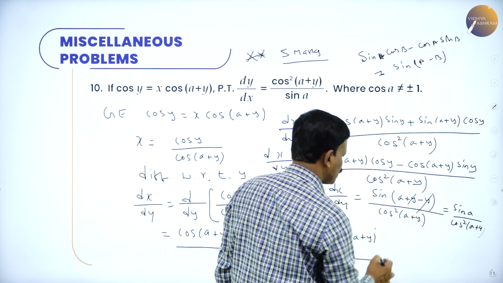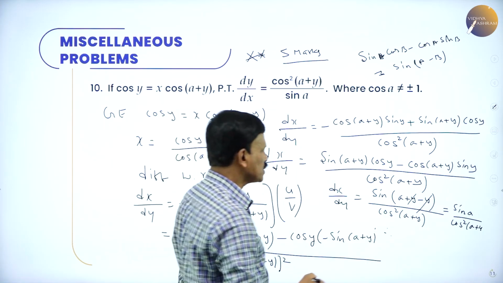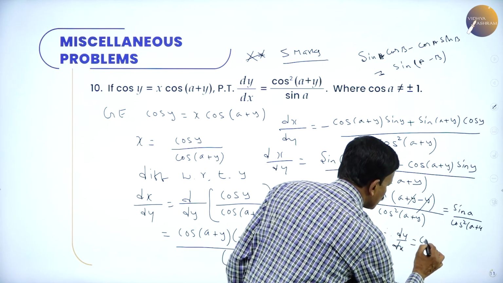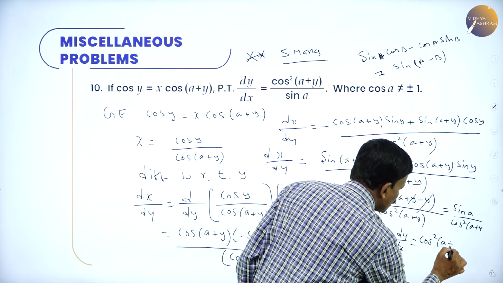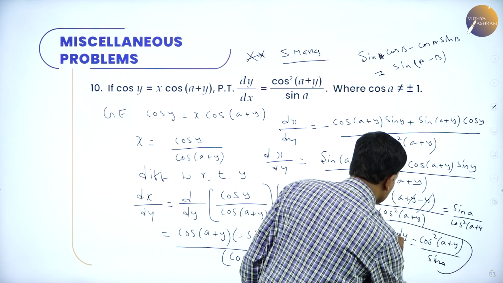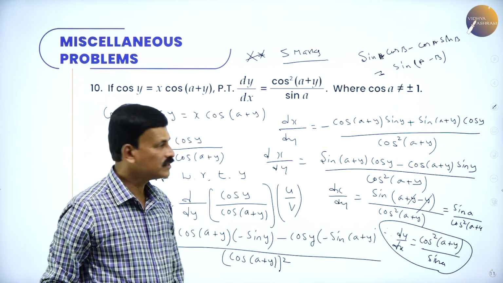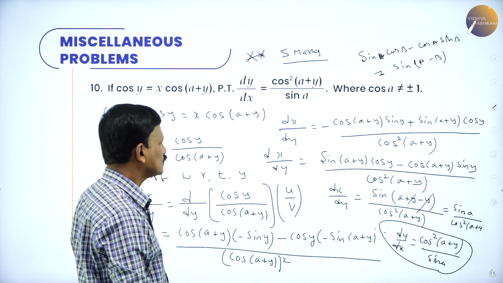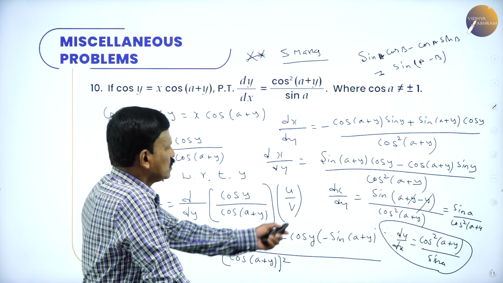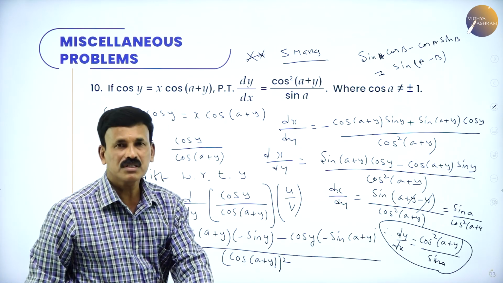Now, what is required is just to reciprocate this. If you reciprocate, what will you get? dy by dx is equal to cos squared (a plus y) divided by sin a. This is the required answer you will get. That's it. So, therefore, dy by dx is equal to cos squared (a plus y) divided by sin a. This is the required answer for this problem.